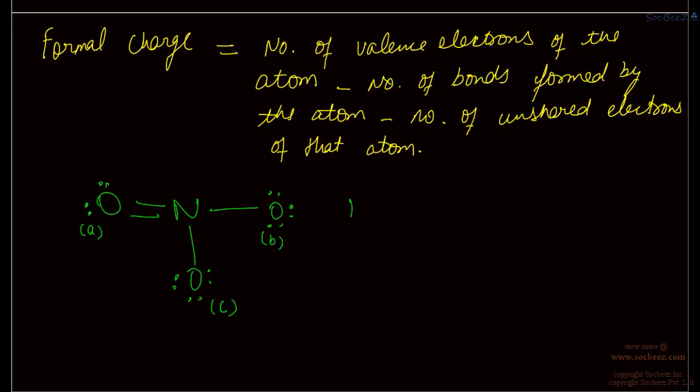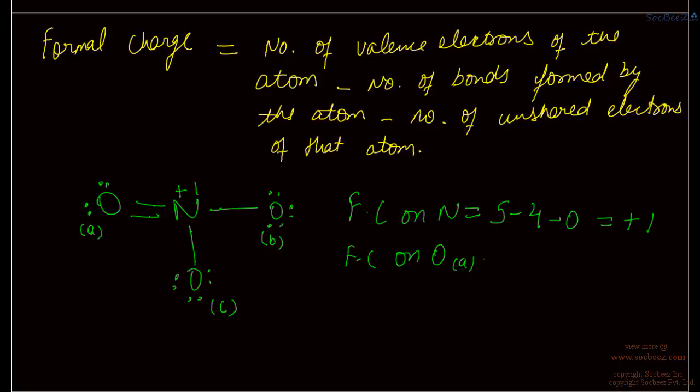So the formal charge on N equals number of valence electrons of atom. We know that the number of valence electrons for nitrogen is 5, minus the number of bonds formed by the atom. Here the total number of bonds formed by nitrogen is 4, so minus 4, minus number of unshared electrons of that atom. Since no electron is unshared, minus 0. Therefore the formal charge of nitrogen is plus 1. Hence we will assign here plus 1.